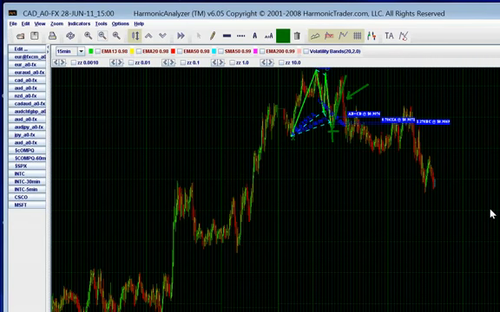That's the key. One, identifying the structures properly, and that's why the harmonic analyzer is the best harmonic trading software, period, because none of the other programs get the alignments right. And then having the proper expectation and understanding of how to handle the trade. That's the other side of it that most people miss.